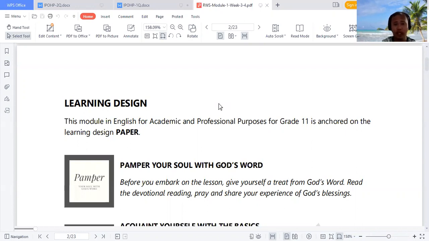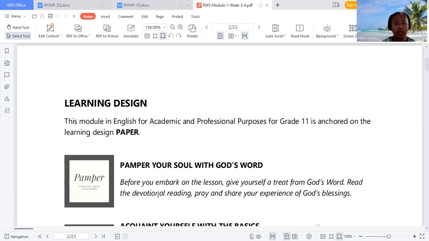And this time, let us dig deeper into our topic for weeks 3 and 4. But before anything else, I'd like to introduce to you our learning design. Our learning design is PAPER. P stands for pamper your soul with God's word. So before you embark on the lesson, give yourself a treat from God's word. Read the devotional, read, pray, and share your experience of God's blessings.